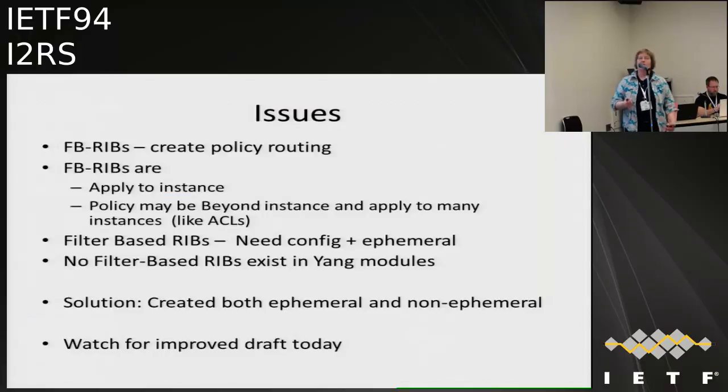Okay, so what are the issues we ran into since the last time? First of all, we clarified the model. We sort of cleaned up things based on great suggestions from the working group. We know that filter-based ribs create active filtering at a model, but they may apply to an instance, i.e. an instance that associates with a certain rib, or, Linda gave us an example for security devices, they may apply across multiple instances.